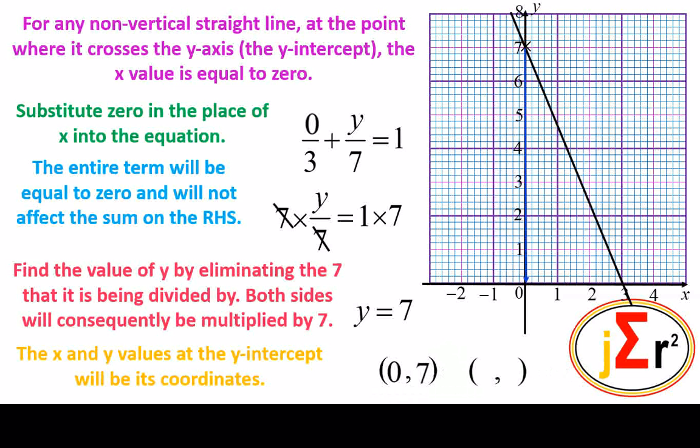Also, we may take a look at the fact that we substituted 0 in the place of x, and the y value is 7. So irrespective of the way that you take a look at it, you'll realize that the value of x at the y-intercept is 0, and the y-intercept itself is 7. So the pair of coordinates will be 0, 7.